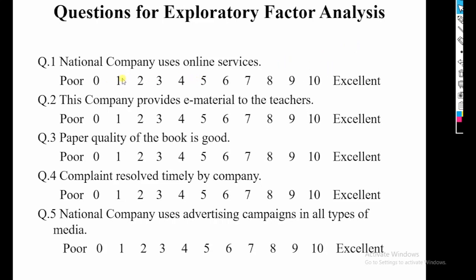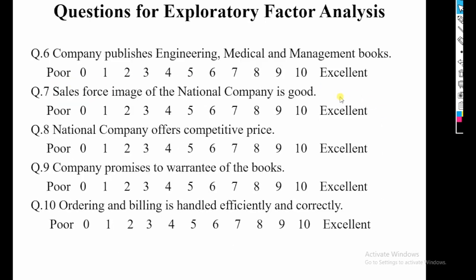We can prepare our questions for exploratory factor analysis like this. National company uses online services. This is the case study, and I am explaining it now. It's a national company that basically manufactures books. These are some perception-based questions. National company uses online services, rated 0 to 10. The next question: this company provides e-materials to the teachers. Paper quality of the book is good. All the options are on an interval scale from 0 to 10. So we can prepare our questions like this.